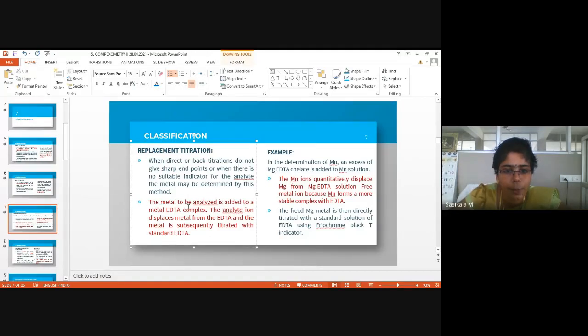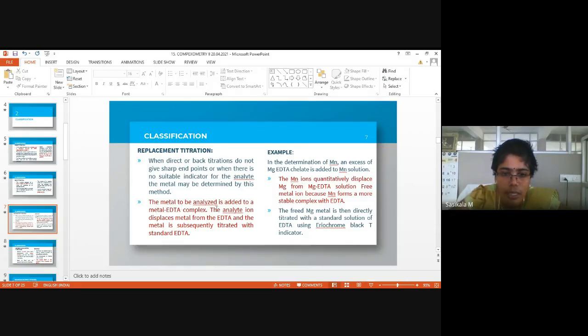So the metal to be analyzed, this is the actual principle behind the replacement method. The metal to be analyzed, what is it representing? Analyte, metal of unknown concentration. The metal of unknown concentration is added to a metal EDTA complex. So the metal to be analyzed will be added to the metal EDTA complex, where EDTA has already formed a complex with some other metal.